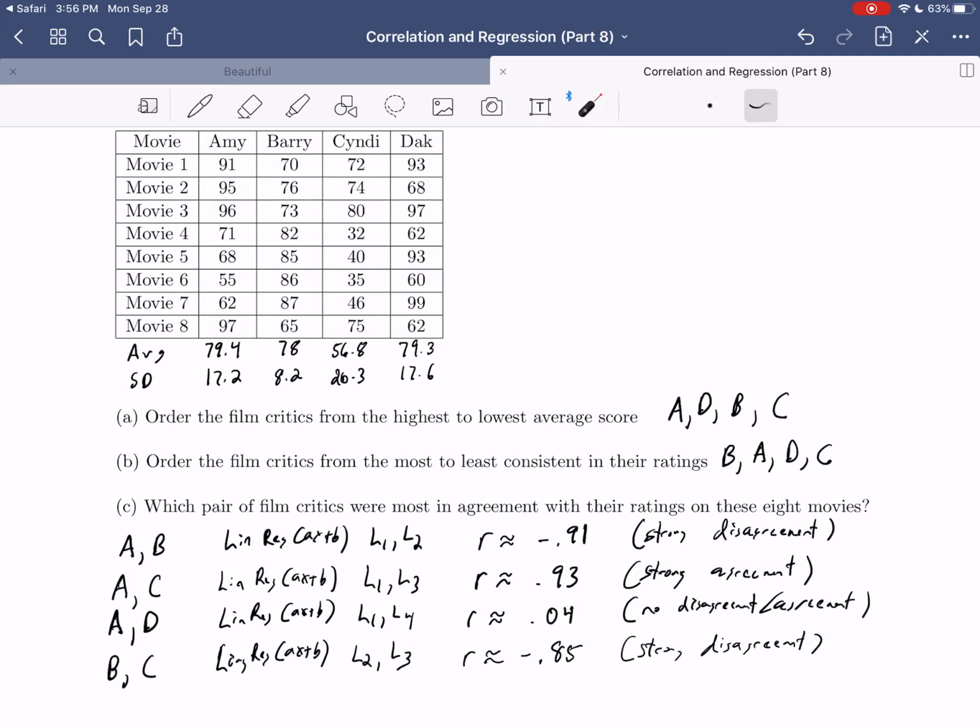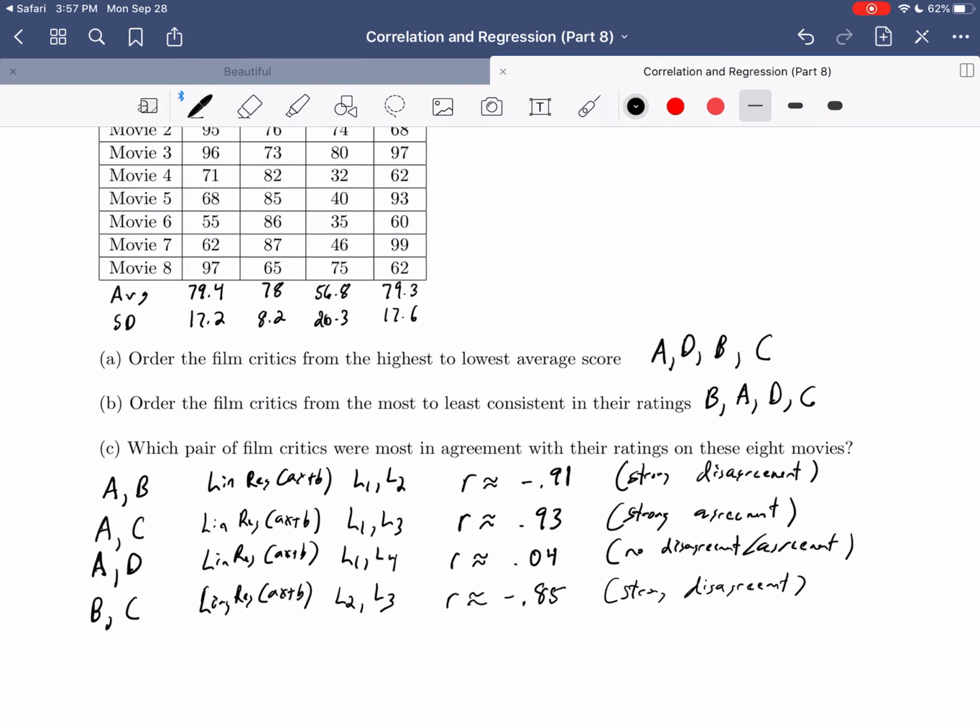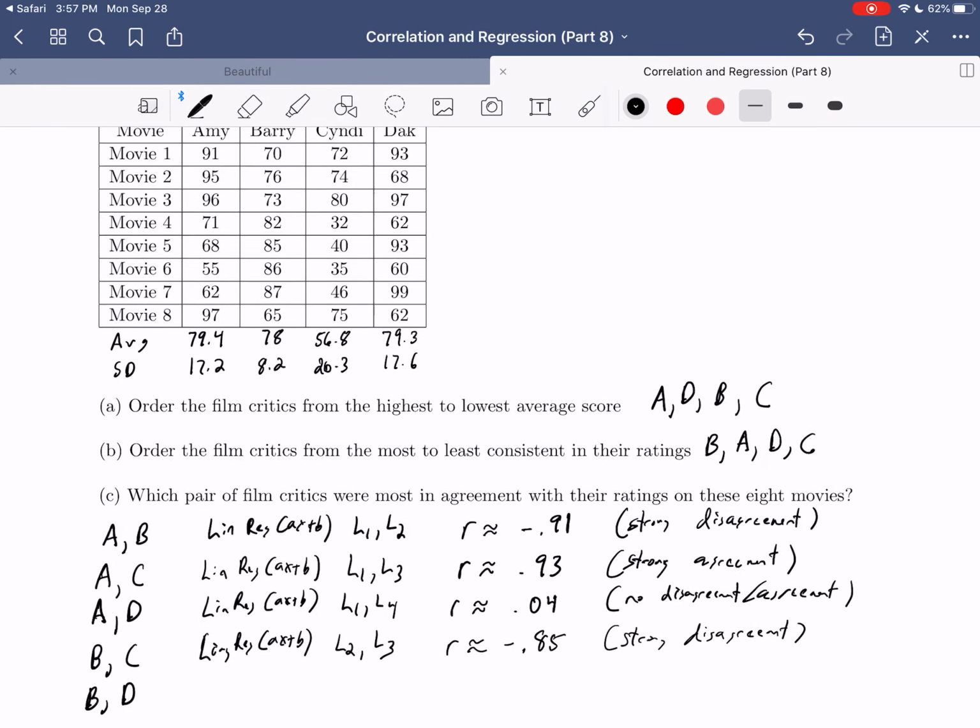Now, does that make sense? Does it make sense given what we found up here that Barry and Cindy should disagree with each other? Well, yeah, it should make sense, right? We knew from here that Amy and Barry disagreed, and we knew that Amy and Cindy agreed. So if you happen to agree with somebody who disagrees with somebody else, well, you would probably disagree with them as well. And that's exactly what we saw here. We saw that Amy and Cindy are sort of on the same page, and Amy and Barry are definitely not. So Barry and Cindy are also not on the same page. They've got strong disagreement.